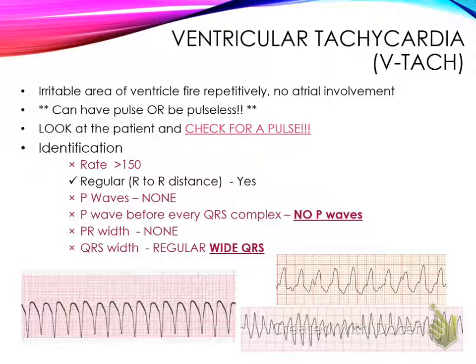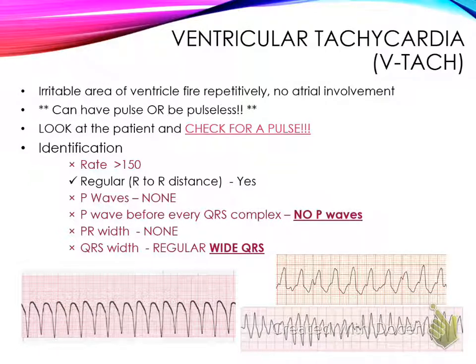This one. Ooh, we want to shock the heck out of that one. Except you don't. This is VTAC. And what would this look like if it had narrow normal QRSs in between? A flutter, if it had narrow normal QRSs popping up in between, because that's atrial tachycardia, which is what a flutter is. But this is VTAC, there's no atrial involvement whatsoever. There's no P wave.